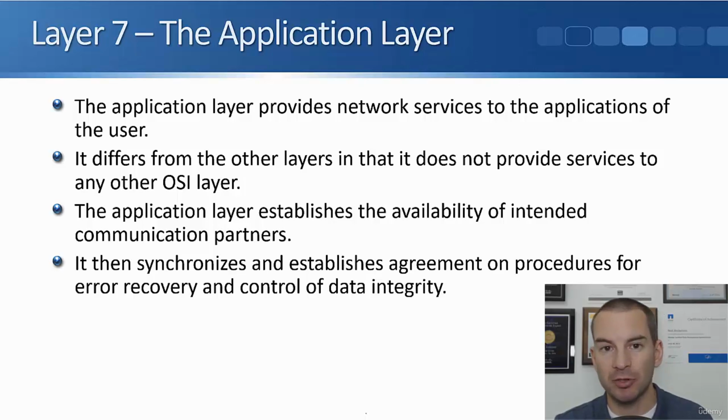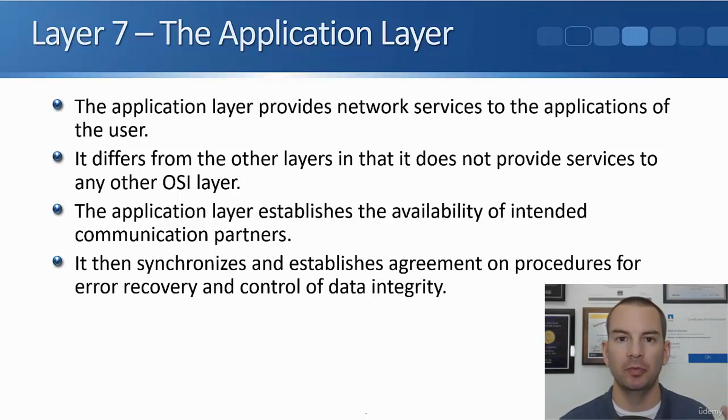This provides network services to the applications of the end user. It differs from the other layers in that it does not provide services to any other OSI layer. The application layer establishes the availability of intended communication partners. Intended communication partners would be the host that this host is communicating with.